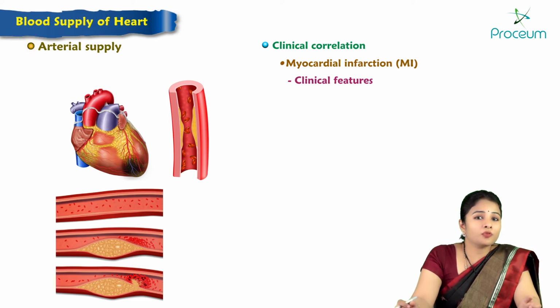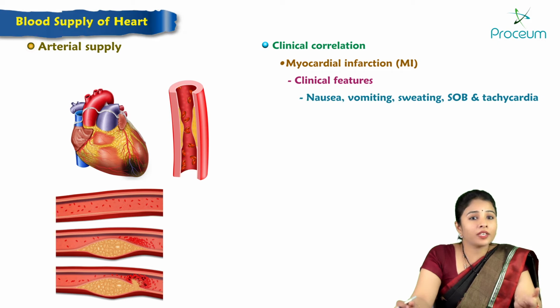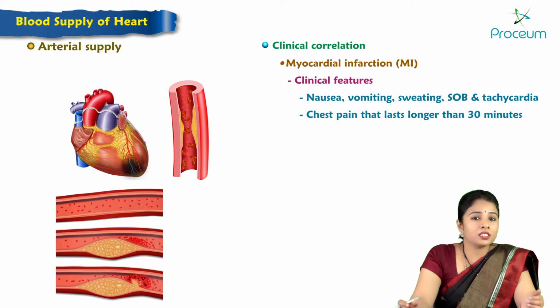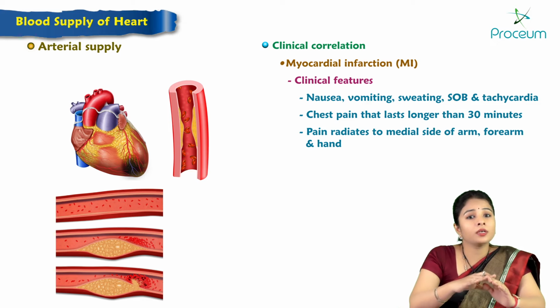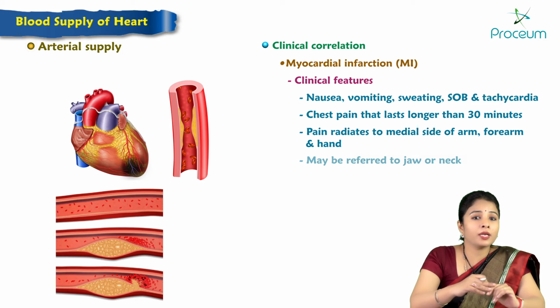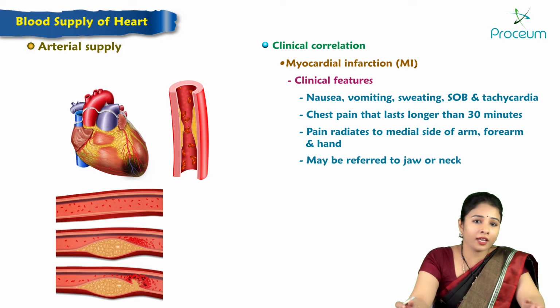So the clinical features of myocardial infarction are nausea or vomiting, sweating, shortness of breath and tachycardia. Tachycardia means increased heart rate. There is also pain in the chest that lasts longer than 30 minutes, and the pain radiates to the medial side of the arm, forearm and hand on the left side. So the patient usually complains of pain in the left arm, left forearm and left hand, especially on the medial side of the upper limb. Sometimes it may be referred to the jaw or the neck also.